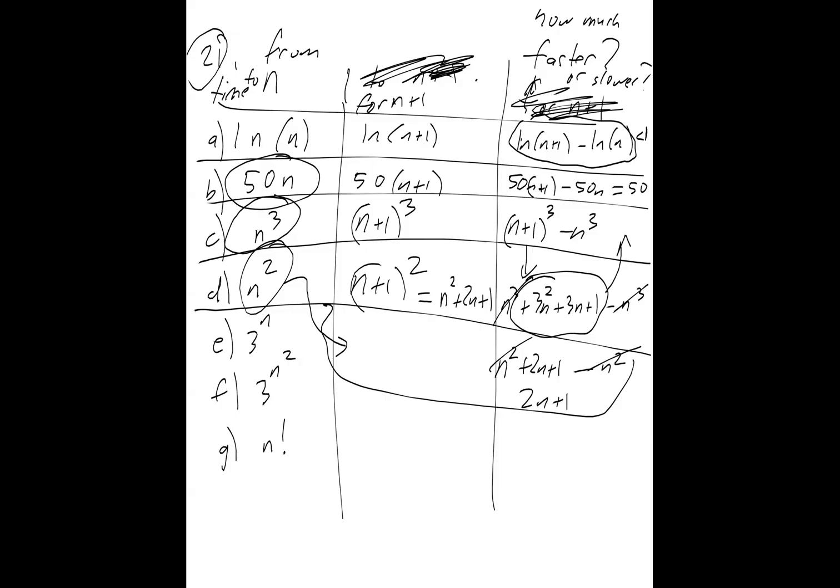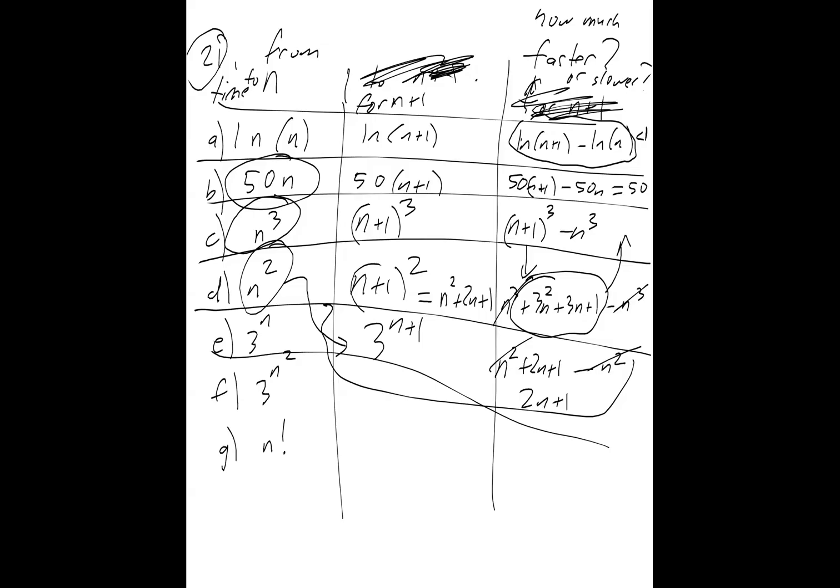Now let's go ahead and do 3 to the n. So how much time does it take to run an algorithm that takes 3 to the n steps if you do it on an input size of n plus 1? What do you have to do? Does anybody remember? You have to plug in n plus 1 for the value of n. So what is that? 3 to the power of n plus 1, right? So that's the time it takes to do n plus 1 steps.